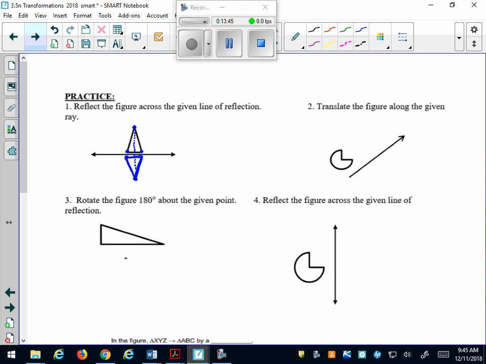Number 2, translate. You're just sliding it, and again, they give you this arrow to show you what direction they want you to slide this in.